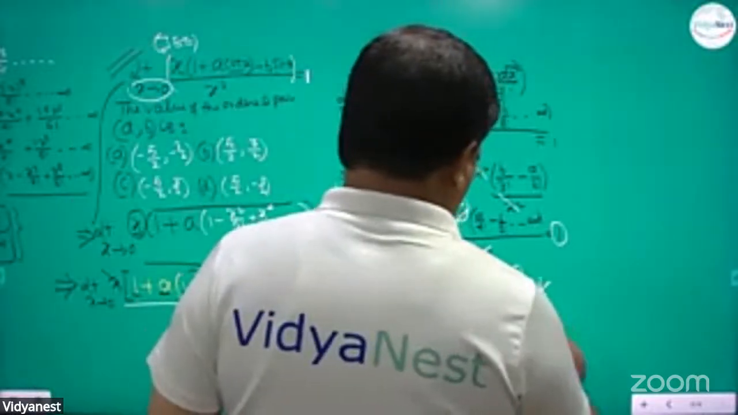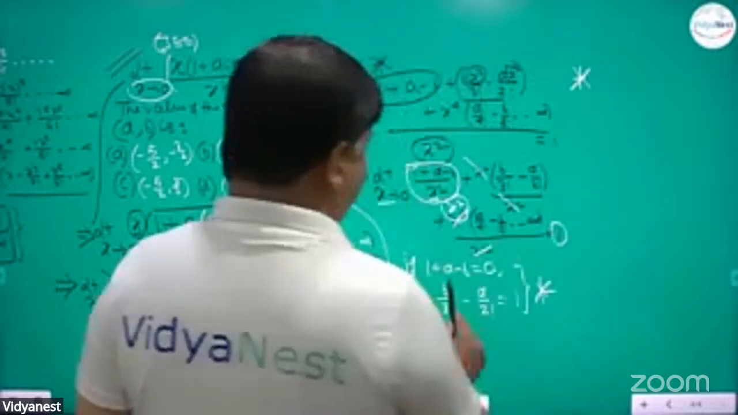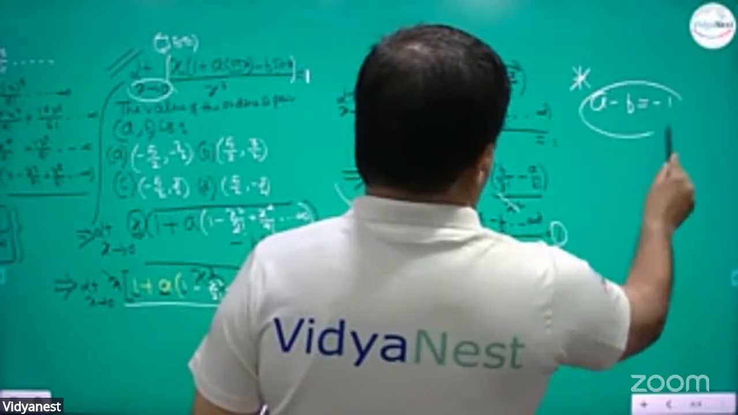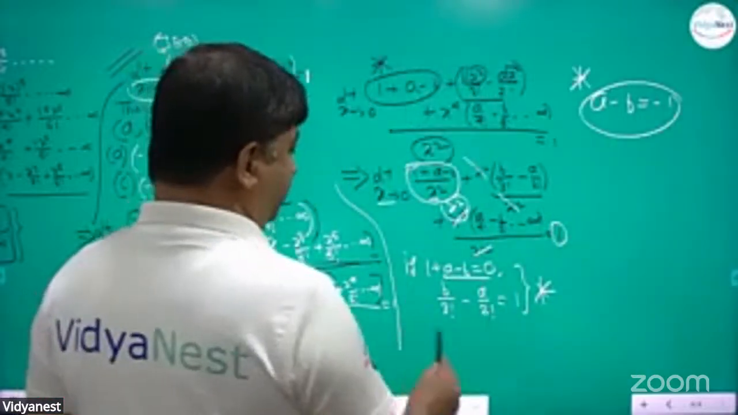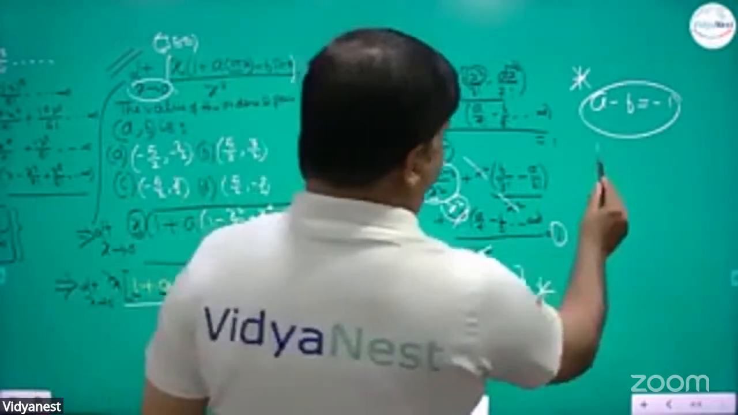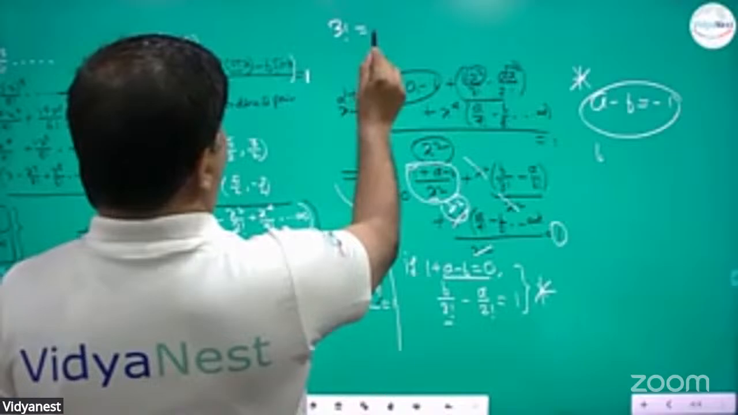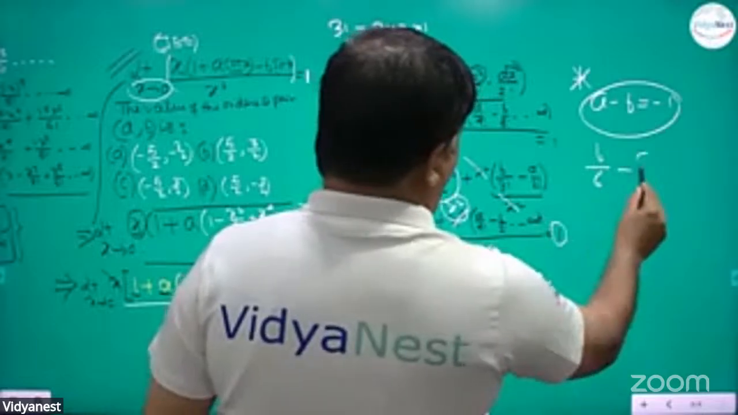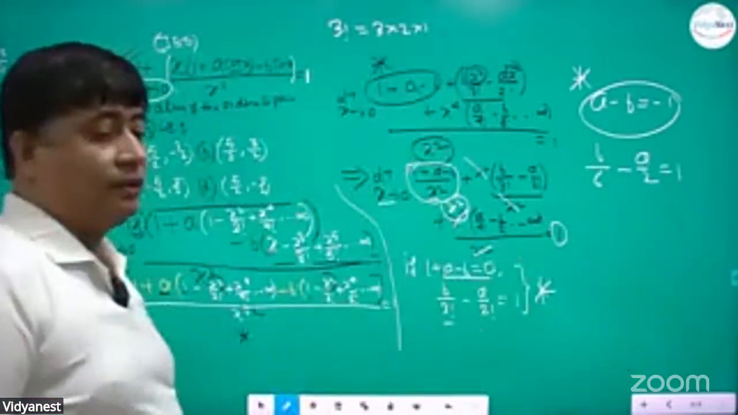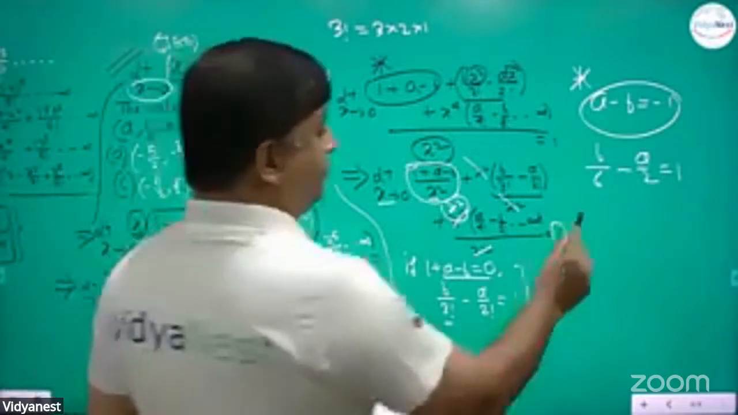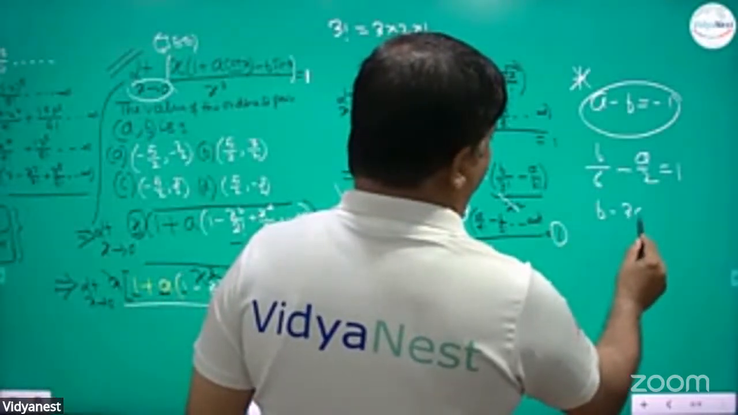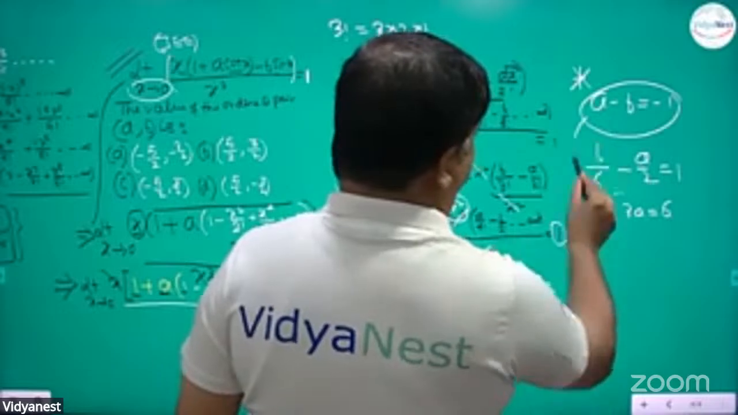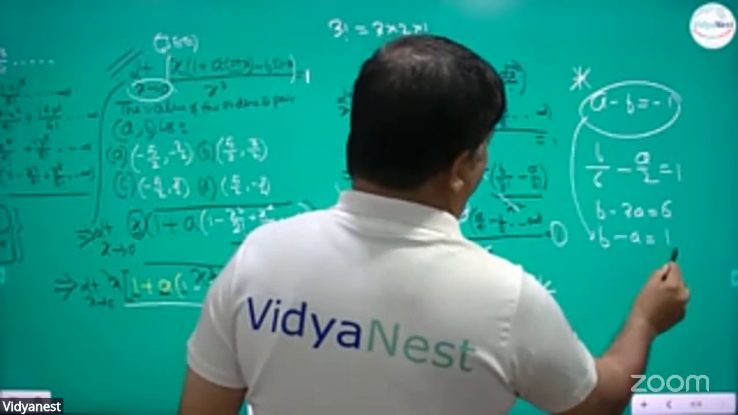See, after this stage, we will skip here. First equation is a minus b is equal to minus 1. And the second equation, b by factorial 3. Factorial 3 means 3 into 2 into 1, 6. b by 6 minus a by 2 is equal to 1. So take the LCM, you will get b minus 3a is equal to 6. And here, if I take minus common, b minus a is equal to 1.